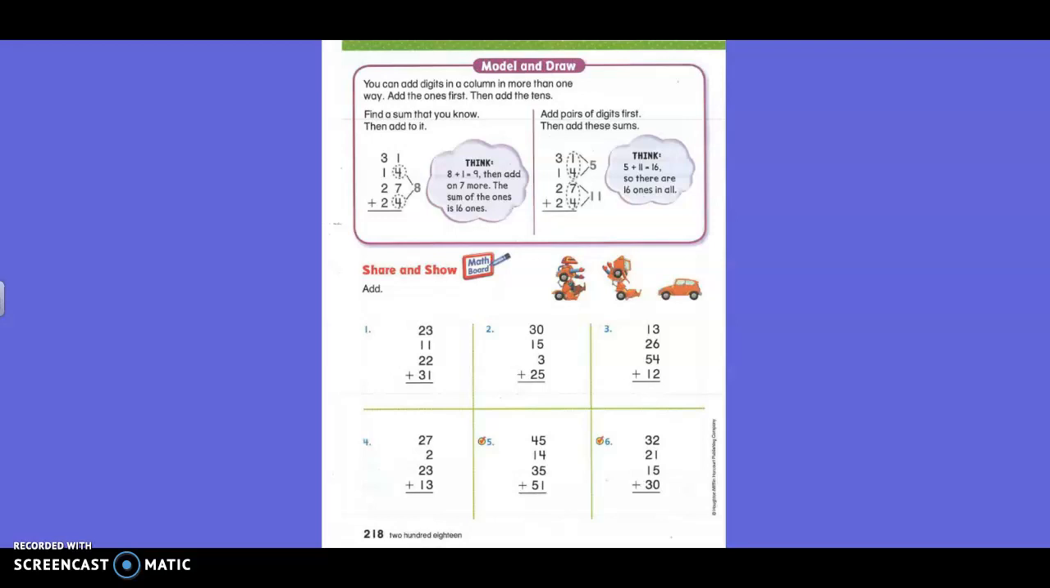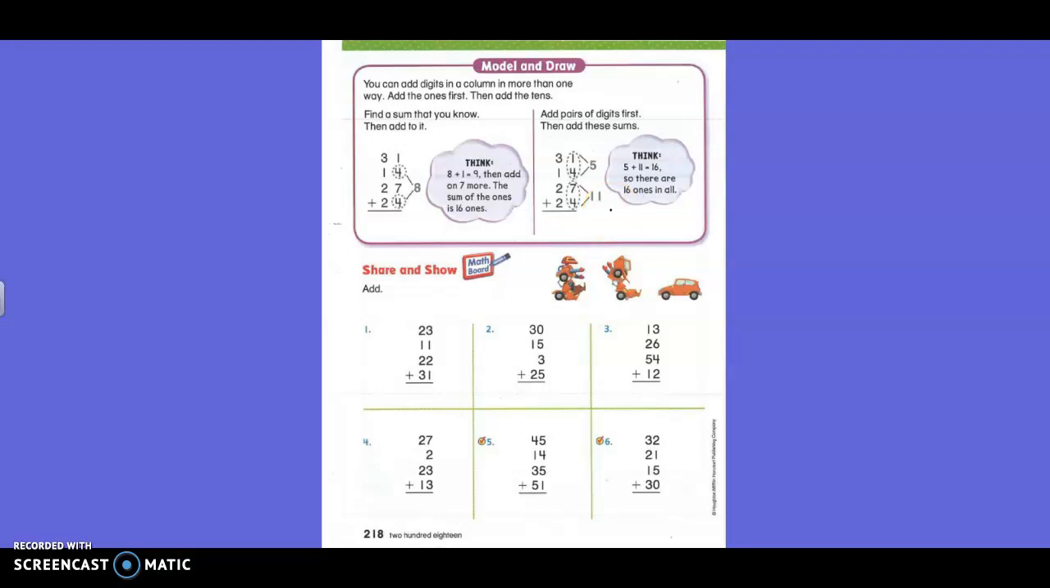You can add digits in a column in more than one way. Add the 1s first, then add the 10s. You guys already know how to do this. So let's just do this problem. On the 1s, you could choose to do 4 and 4 and make 8. Or you could do 1 and 4 and make 5, and 7 and 4 and make 11, and add those.